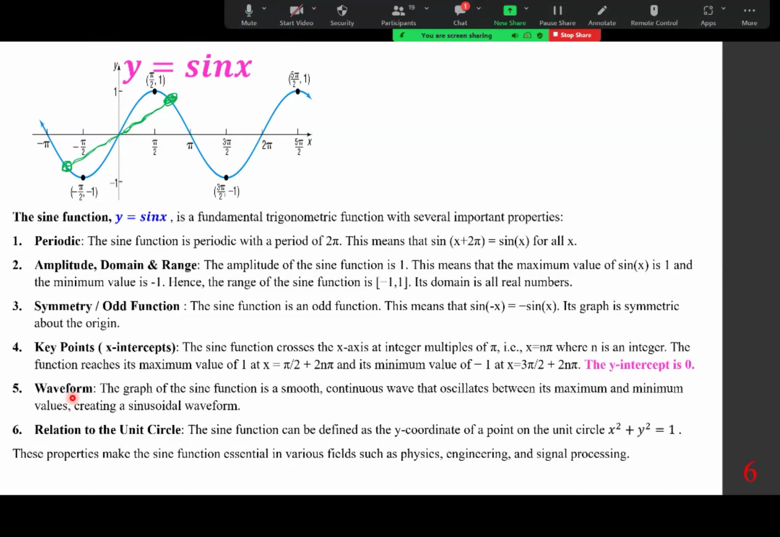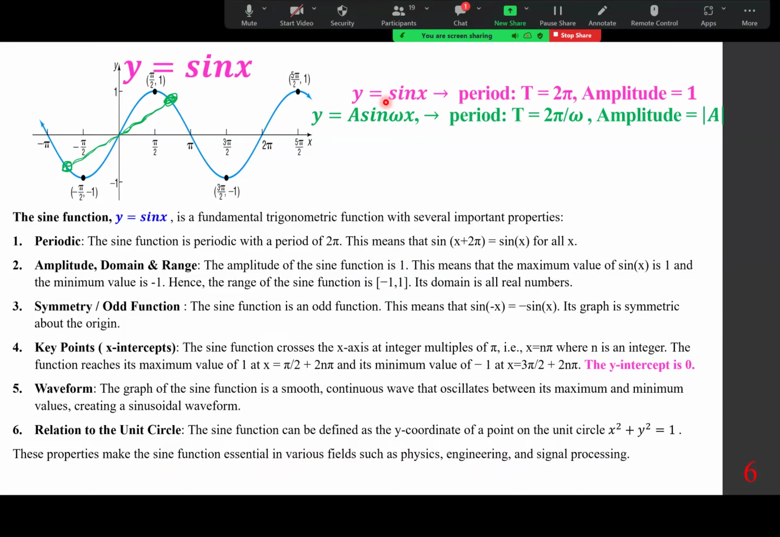And then we expand. Waveform. The graph of the sine function is a smooth continuous wave that oscillates between its max and min, creating a sinusoidal waveform. Relation to the unit circle. The sine function can be defined as the y coordinates of a point on the unit circle x squared plus y squared equals 1. These properties make the sine function essential in various fields such as physics, engineering, and signal processing.